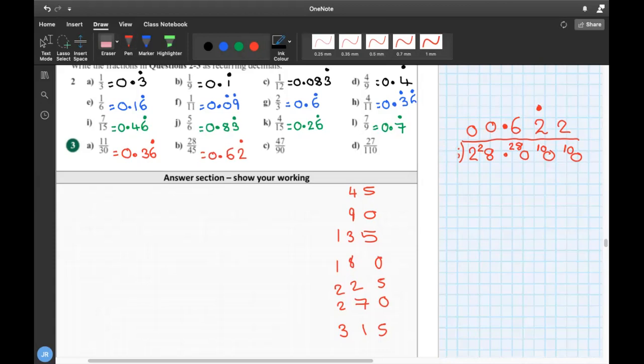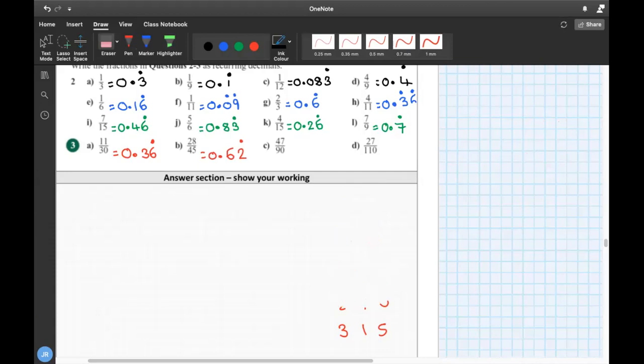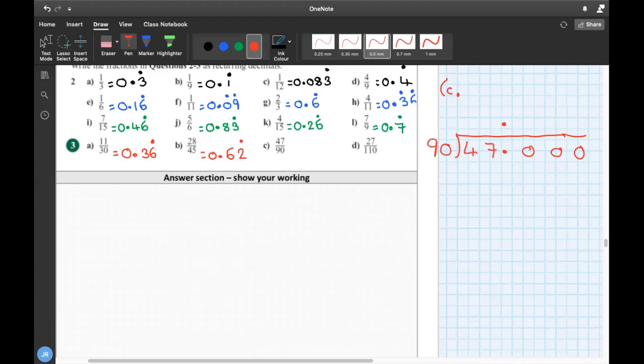Okay, I'm just going to rub this out and give myself more space for this next one. We've got 47 divided by 90, and this is for part C. Okay, so the number I'm dividing is 47, and the number I'm dividing that by is 90. Now you could write down your 90 times table here, or you could use your knowledge of the 9 times table to help you. I'm going to do that.